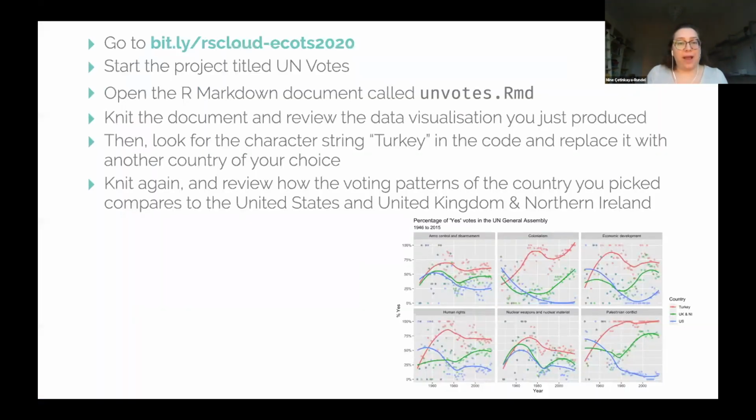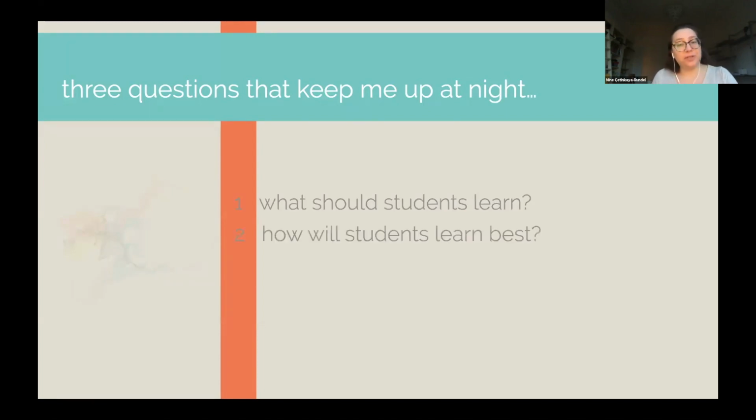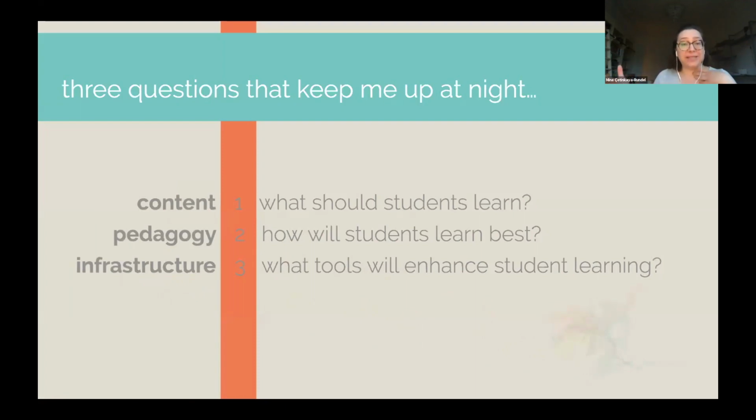Then where do we go after that? I've structured this in 3 parts, into the 3 questions that tend to keep me up at night. What should students learn? How will students learn best? And what tools will enhance student learning? These basically map to content, pedagogy, and infrastructure. So we're going to start with content.